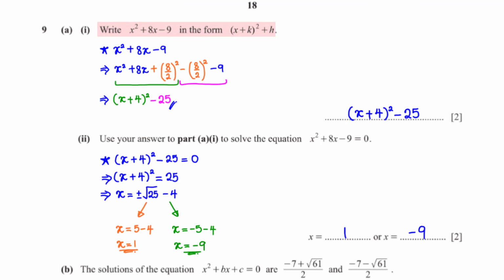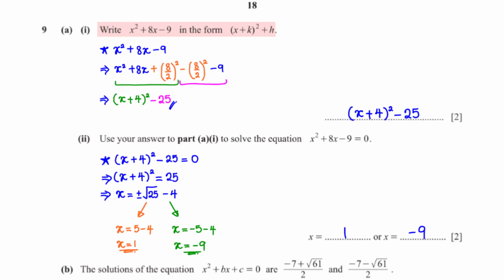Write x squared plus 8x minus 9 in the form x plus k squared plus h. To do this, we need to go through the process of completing the square. Another way to go about this is to expand x plus k squared plus h and compare it with x squared plus 8x minus 9 to find the values of k and h. In this case, we are going to use the completing the square approach.